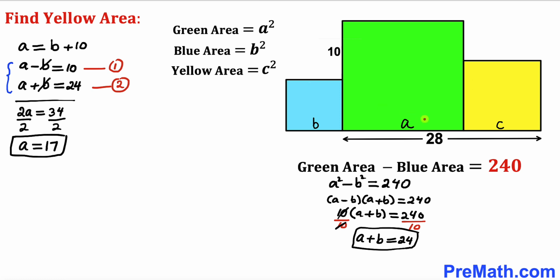So this a value turns out to be 17. And we know that this whole distance is 28 units and this is 17. So therefore this distance has got to be 28 minus 17, which is 11. So this side length of the yellow square turns out to be 11.